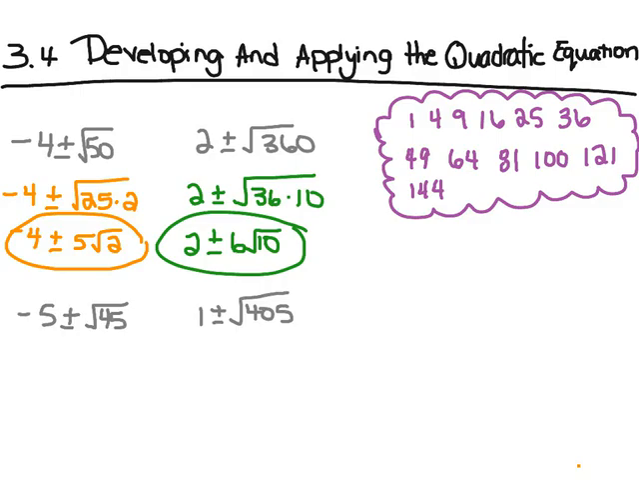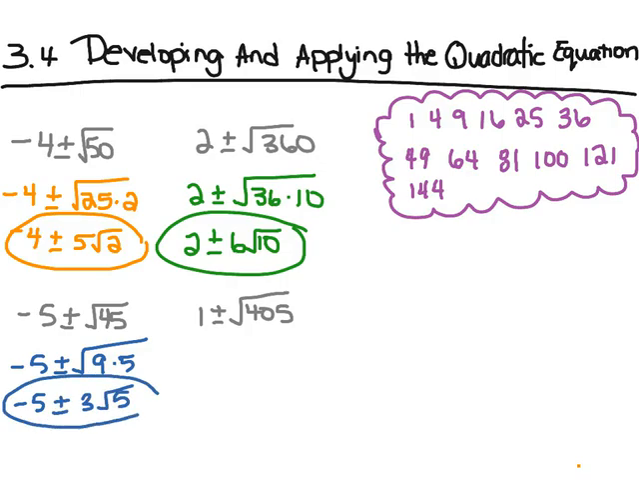The next one, negative 5 plus or minus 9 will go into 45, so 9 times 5. So it's negative 5 plus or minus 3 root 5. And for the last one, 405 is divisible by 81, so we have 81 times 5, so 1 plus or minus 9 root 5.